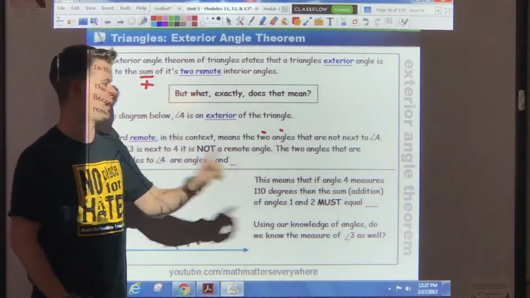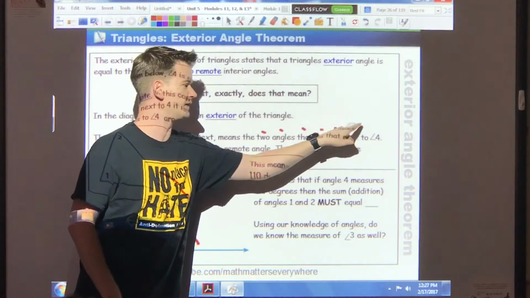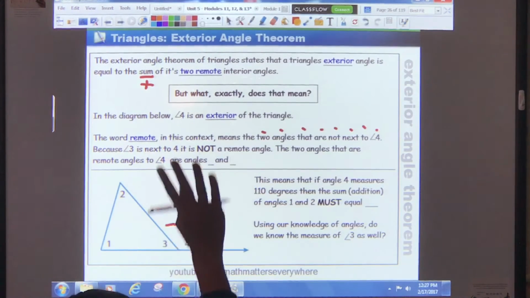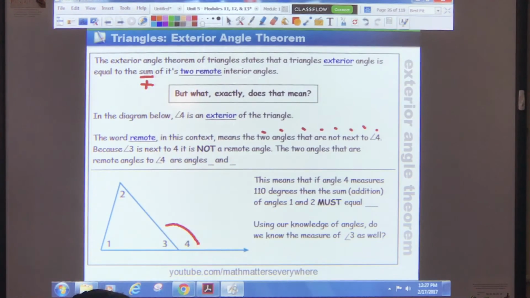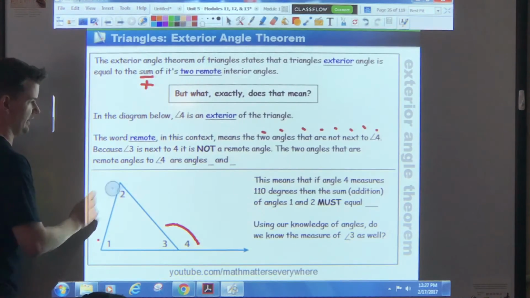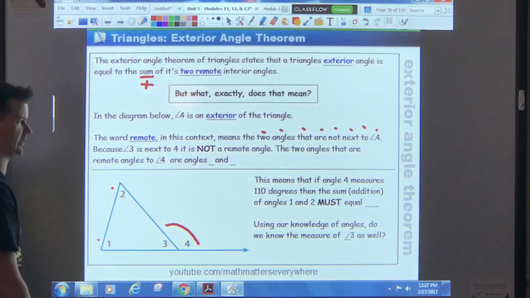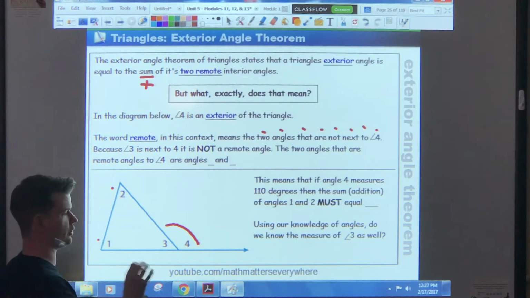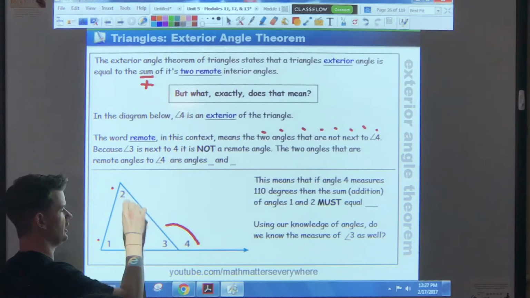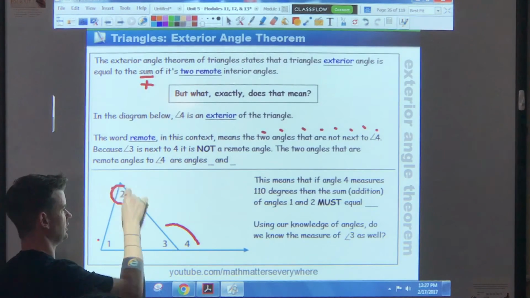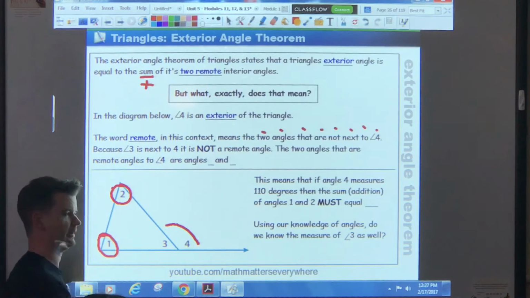We're talking about the two angles that are not next to angle 4. What angle is sitting right next to angle 4? 3. So we ain't talking about that one. What we're talking about is angle 1 and 2. Because angle 3 is next to 4, it is not a remote angle. The two angles that are remote to 4 are the ones that are not right next to it. So the remote angles to 4 are 2 and 1.